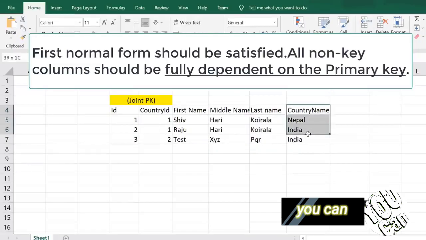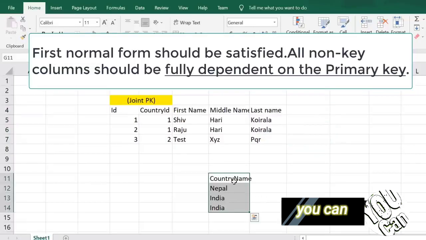But look at this country name. The country name is only partially dependent on the country ID. It is not directly connected with the customer. So we already have the country ID, and on that it is partially dependent. We should not have any column which is having partial dependency on the key. So what we do here is remove this country name and move it out into a master table, because this country ID is already here. In the master table, you already have the country ID, and we remove the column from here.